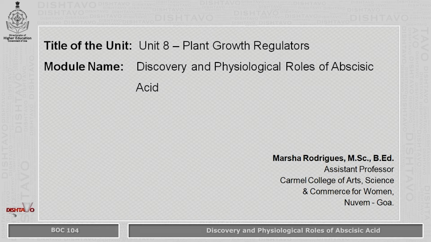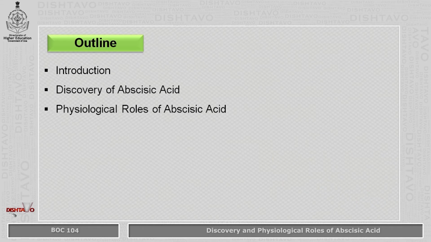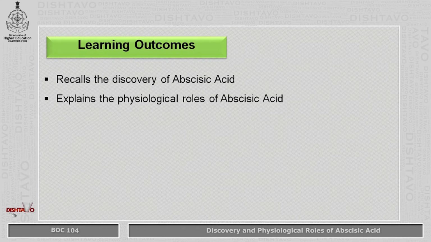The title of this unit is Unit number 8, Plant Growth Regulators, and the name of this module is Discovery and Physiological Roles of Abscisic Acid. The outline of this module: Introduction, Discovery of Abscisic Acid, Physiological Roles of Abscisic Acid. The learning outcomes of this module are: recalls the discovery of abscisic acid, explains the physiological roles of abscisic acid.